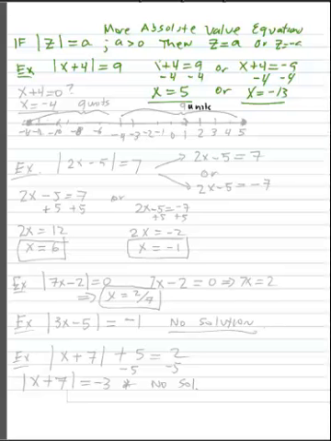You can check your answer by substituting 5 into x. 5 plus 4 is 9, and what's the absolute value of 9? We got 9. And checking the negative 13, well, negative 13 plus 4 is negative 9, and what's the absolute value of negative 9? 9 as well.